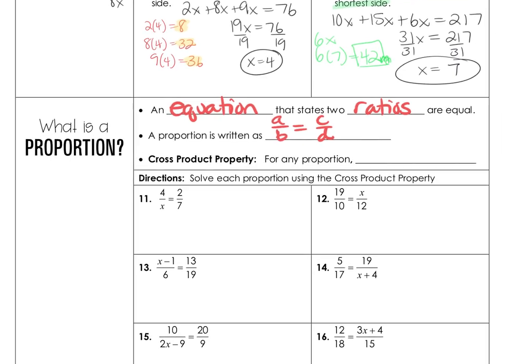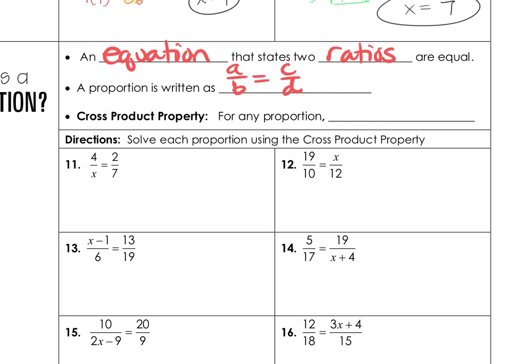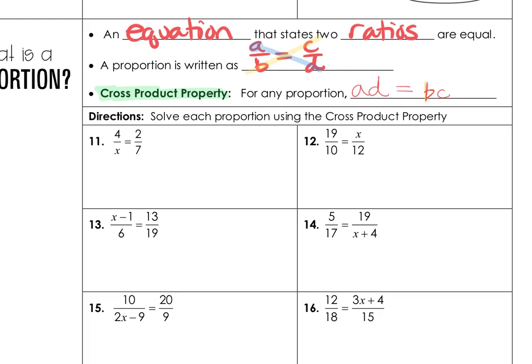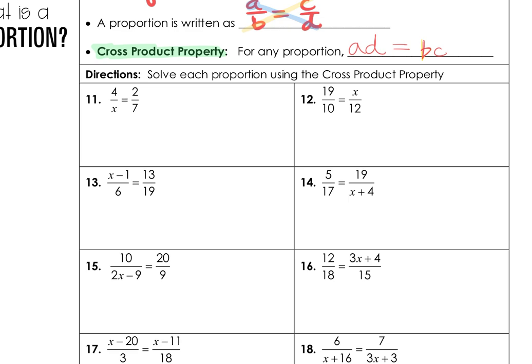And to solve these proportions, we're going to use what's called the cross product property. I'm going to multiply my diagonals. So if I start with A and I multiply that diagonal, it's going to give me AD, or A times D, and I'm going to set that equal to my other diagonal. Here we go, take two, B to C. So A times D is going to equal B times C. And we'll take a look at that with some algebraic expressions and variables.